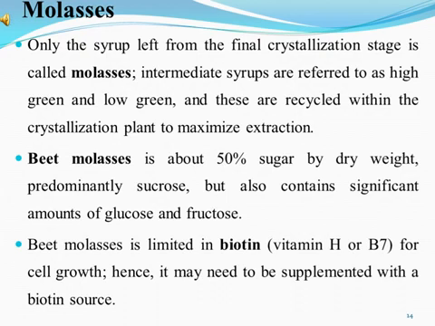The intermediate syrups are referred to as high green and low green, and these are recycled within the crystallization plant to maximize extraction. Beet molasses is about 50% sugar by dry weight, predominantly sucrose, but also contains significant amounts of glucose and fructose. Beet molasses is limited in biotin, vitamin H or B7, for cell growth. Hence, it may need to be supplemented with a biotin source.